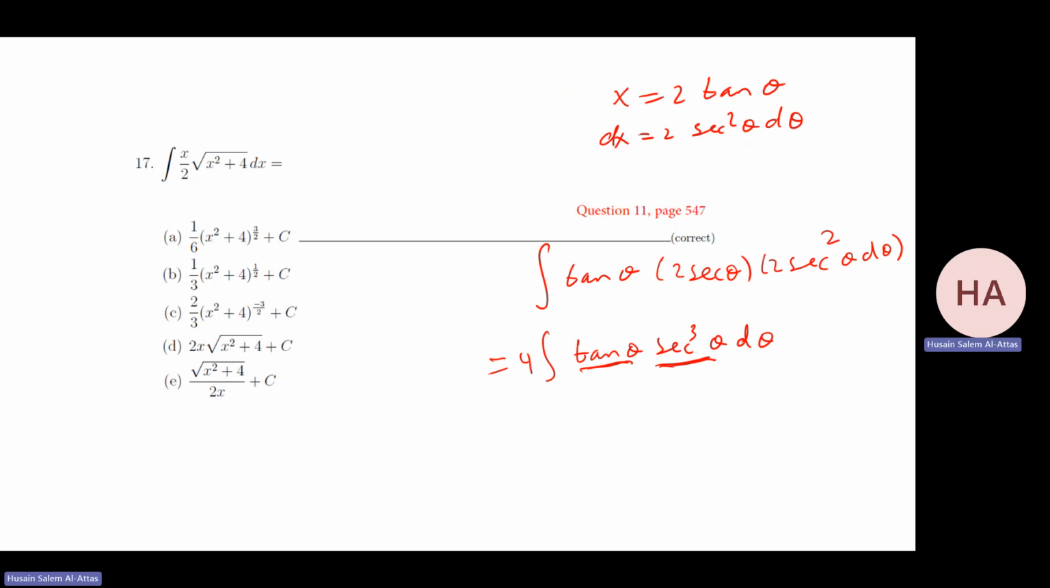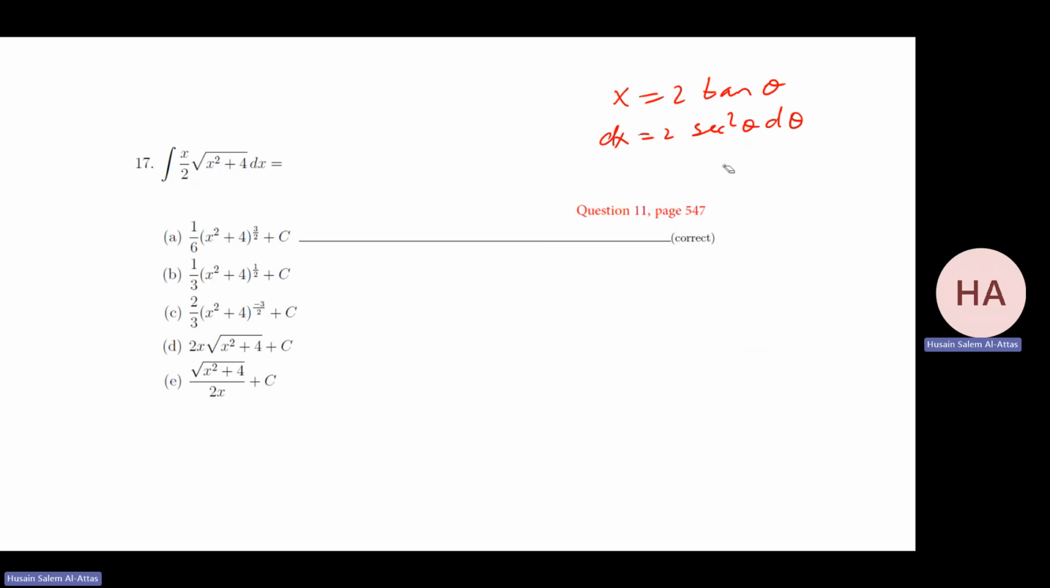How to do this? Yeah, I make it complicated. No need for trig substitution. This is u du. This is u. This is du. I let u be x squared plus 4, du equal to x. Sometimes you make it complicated. It's not. It's u du.